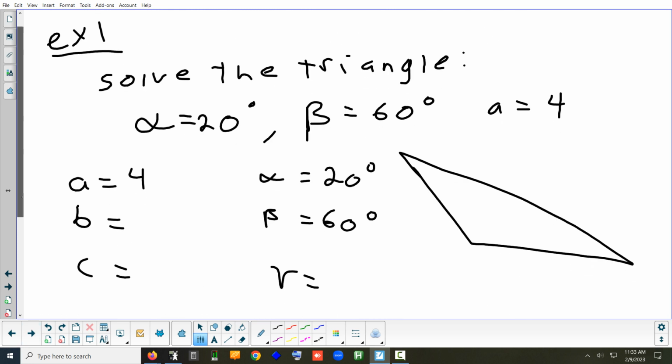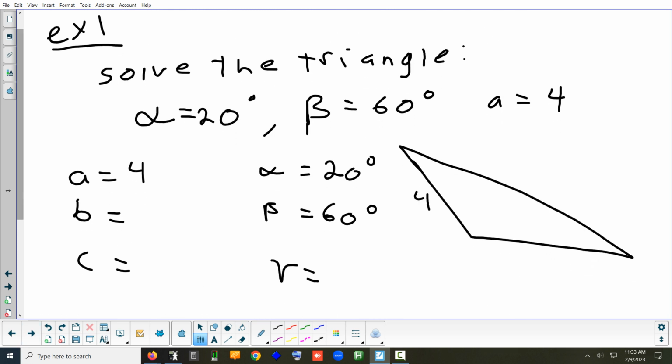So let's label our diagram. I'm going to put A there. So where would 20 go? Bottom right. And I'm going to put beta. I'll put that one here. So that means the bottom is what side? B. That's C. That's gamma. Again, that is not drawn to scale. My diagrams are never drawn to scale.